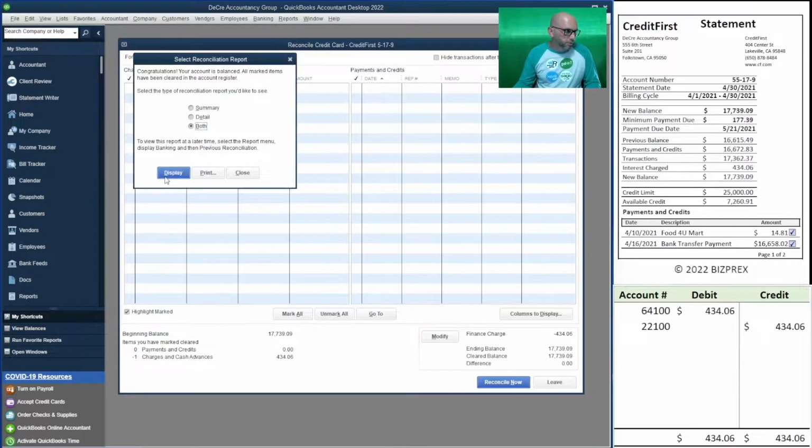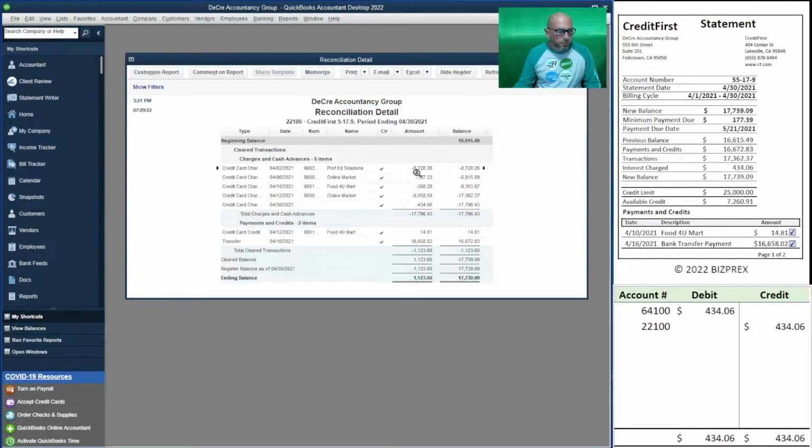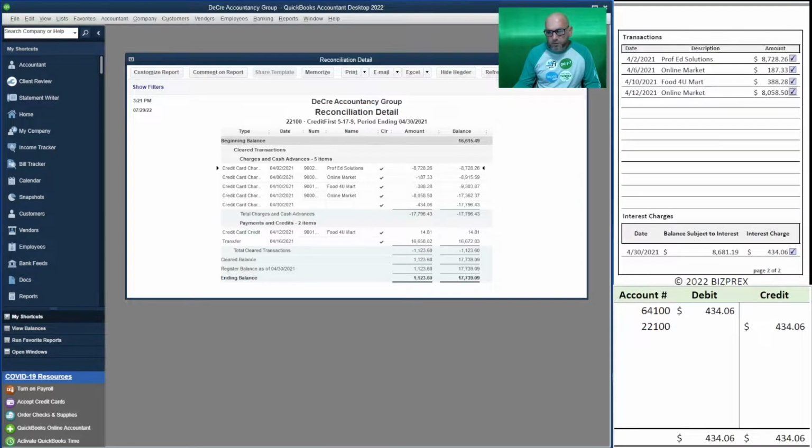So we would display both reports. We would print them, make sure our ending balance is correct. It's good. Yeah, cash charges, payments, all good. Everything lines up with the front page. We would print this report, attach it to the statement, and we're good to go. That concludes reconciliation of our credit card.